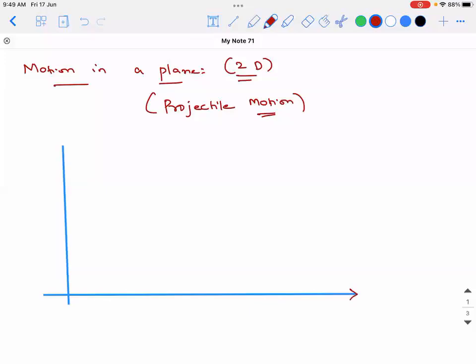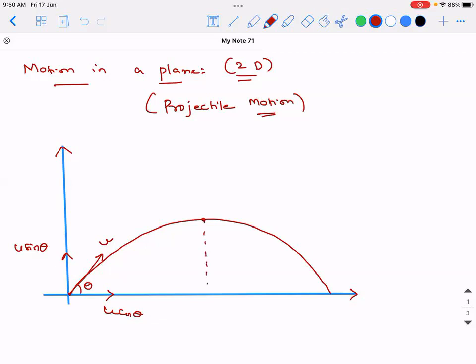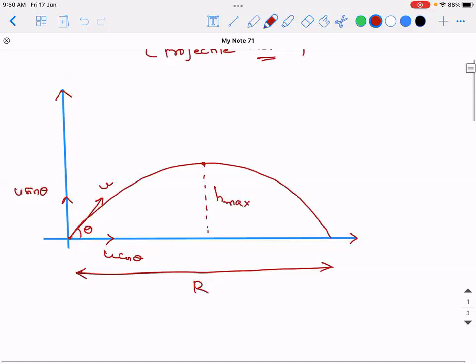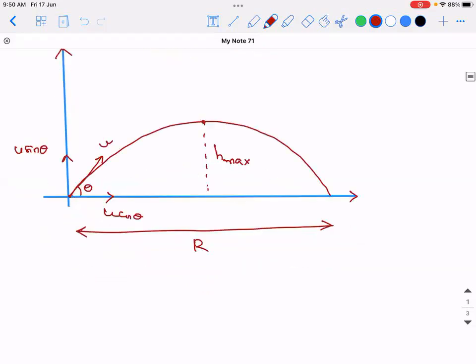So when I take the x-axis and y-axis, suppose I throw an object like this, then the object travels in a path followed. If I take this angle to be theta and the initial velocity to be u, then this can be called u cos theta and this can be called u sin theta. Okay. Now, from here, if I drop a perpendicular, then this height is called h max and this distance is called range.